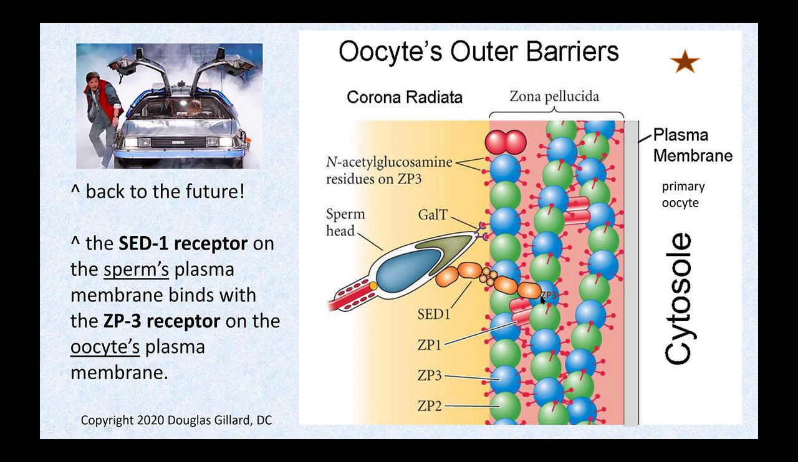So you won't get pregnant if you have a mutation in ZP3 or in SED1. There is another receptor type that can bind to ZP3 called the GAL-T receptor. It doesn't work that well. So if you have a mutation in SED1, males are probably going to be infertile, but there's a chance they could still have a baby because of that.